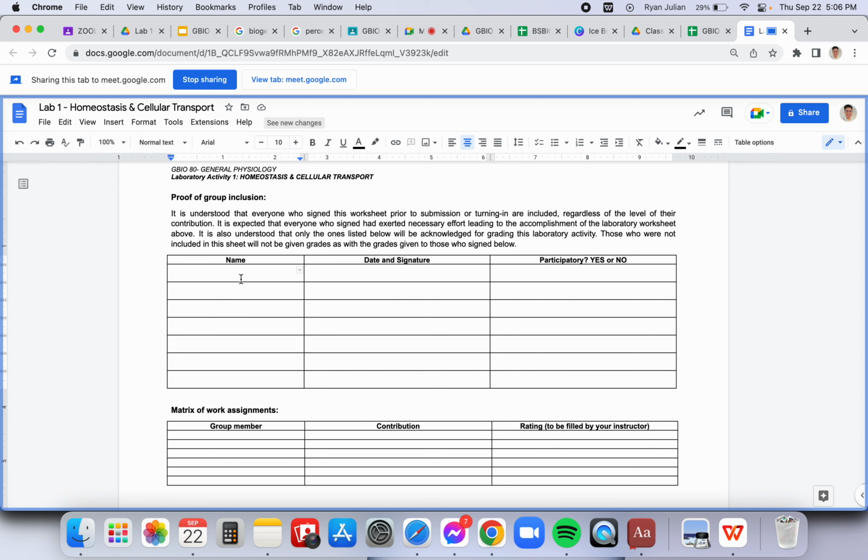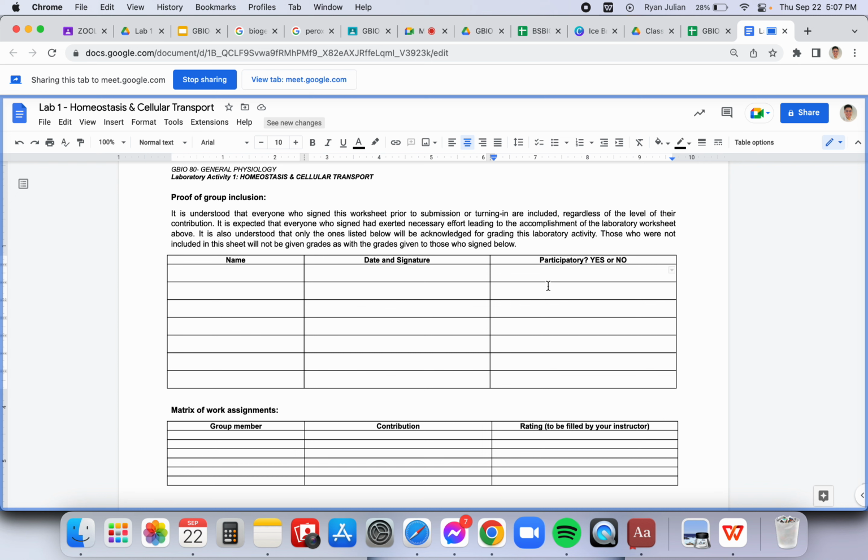So, meron po siyang 6 na rows. 1, 2, 3, ay tama ba? Basta dito 1, 3, 4, 5, and 6. Just write your name here on each boxes. Tapos, the date when you accomplish it, and of course, your signature as a proof that you have conducted or carried out your activity. For this column, you will see a question.